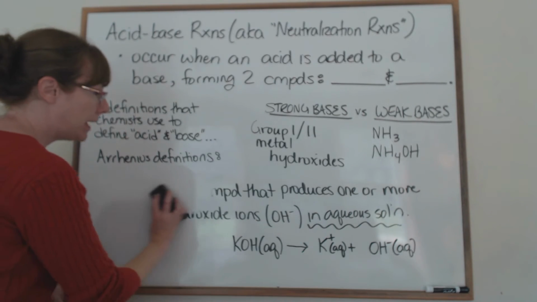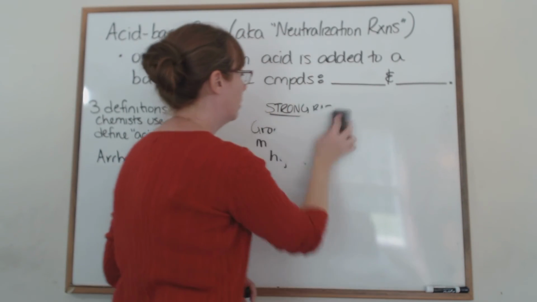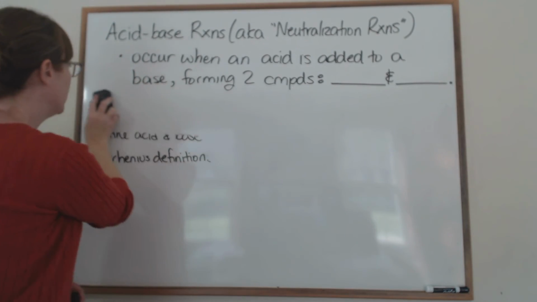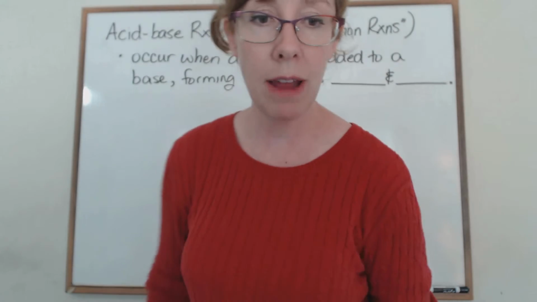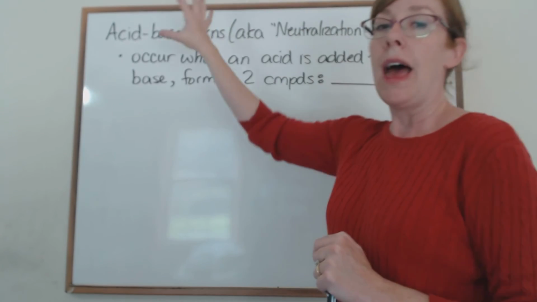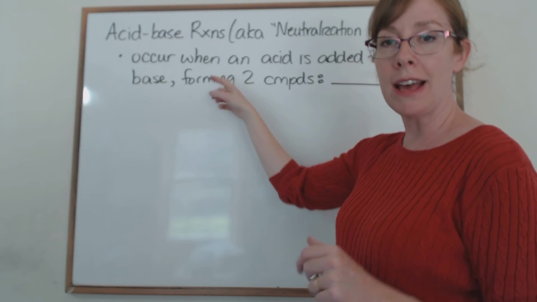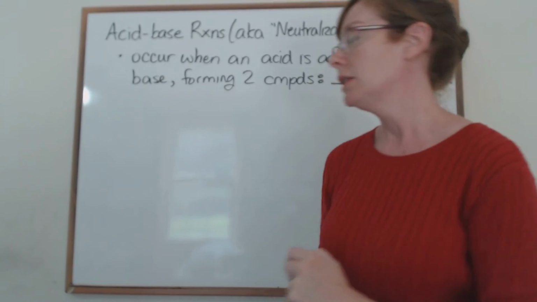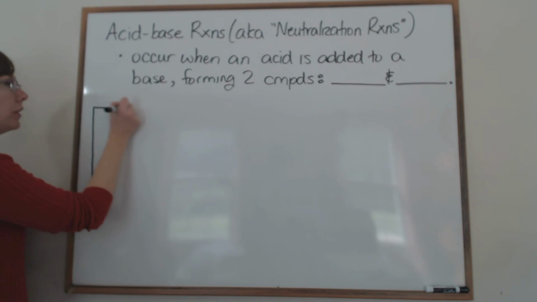Okay, so we got bases, they produce hydroxides, and acids produce the protons, or the H plus ions. Now, let's see if we can wrap this up together here. Acid-base reactions. We started this a little bit ago. It occurs when an acid is added to a base. So let's kind of figure this out real logically.